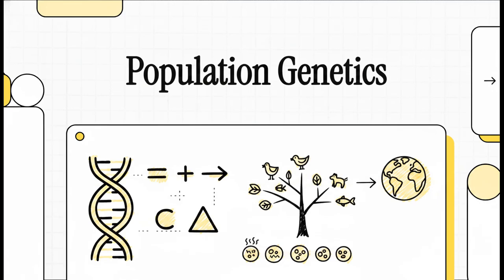Have you ever wondered how that invisible code inside our cells actually shapes the grand, wild diversity of life on Earth? Well, you're in the right place. Welcome to this explainer on population genetics. Today, we're blending math, biology, and evolution to figure out exactly how species survive, adapt, and evolve over time.